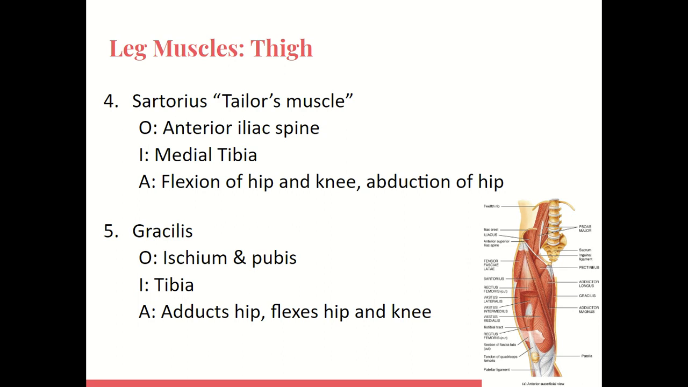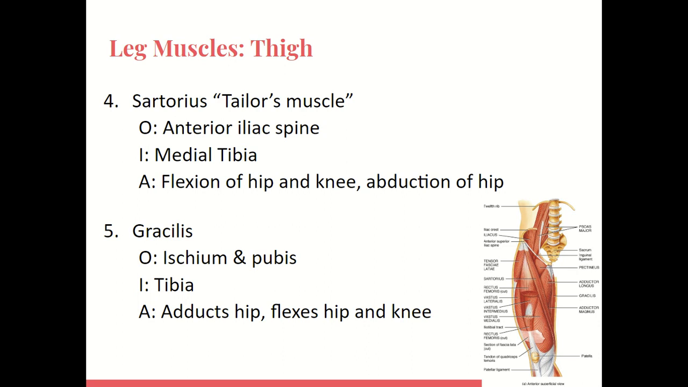So let's say you were sitting on the floor. I believe the kids now call it crisscross applesauce, or whatever you want to call that, cross-legged, however you describe it. That is what the sartorius does. And apparently tailors had to cross their legs or crouch down using this hip and knee flexion. And that's where it gets its name from, the sartorius.